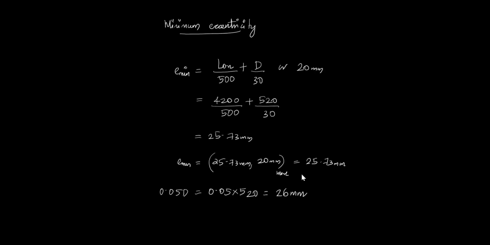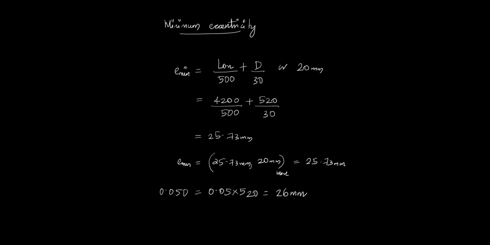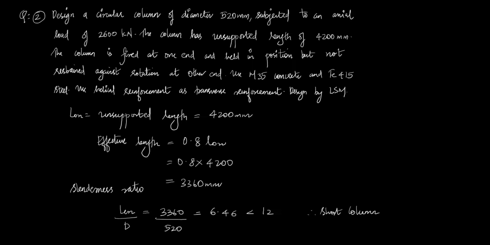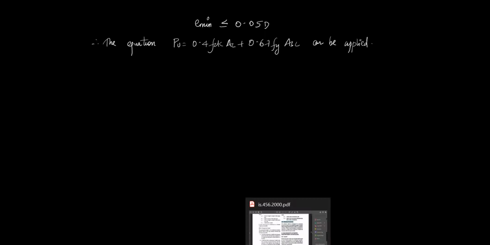Now we will check for 0.05 D in order to apply the equation for load carrying capacity of an axially loaded short column. So 0.05 D, that is 0.05 into 520, that is 26 mm. So I can say E minimum is less than 0.05 D. So the equation Pu is equal to 0.4 fck Ac plus 0.67 fy Asc can be applied. We had found E minimum and short column and all, in order to use this equation. Only if both are satisfied can we use this equation.